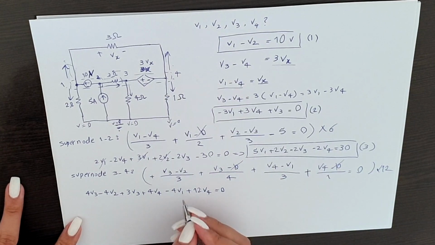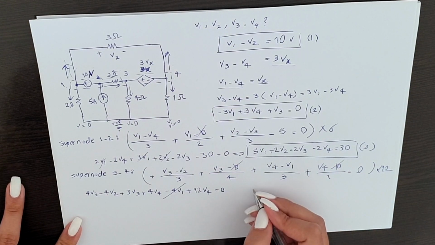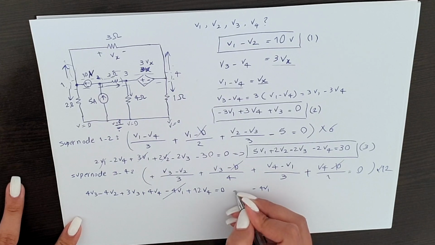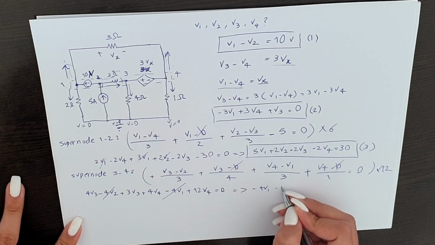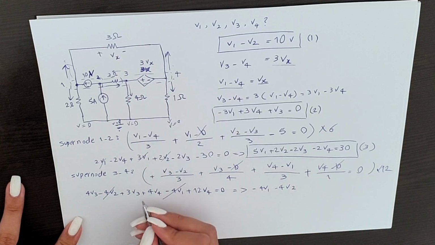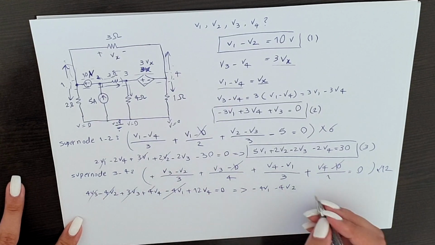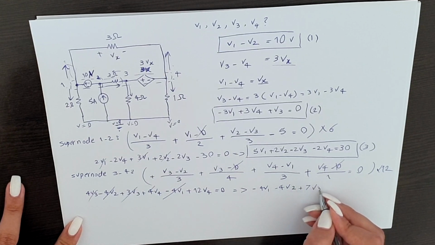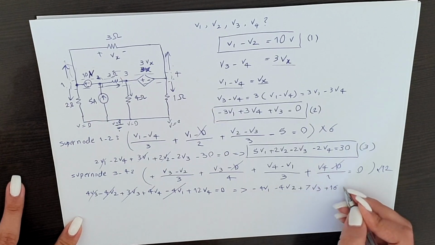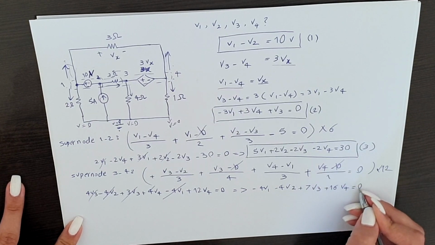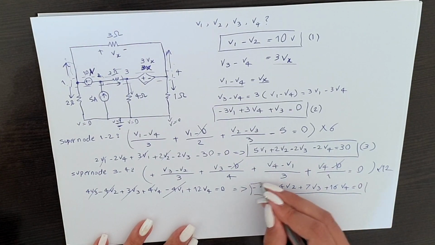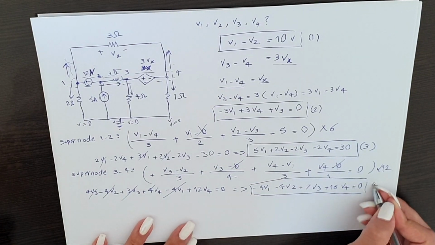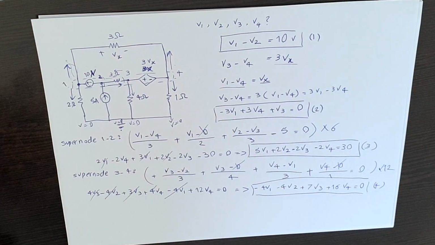We sum this up, it gives us minus 4v1 minus 4v2 plus 7v3 plus 16v4 is equal to 0. These are 4 equations. We have 4 variables we need to find. We have 4 different equations.